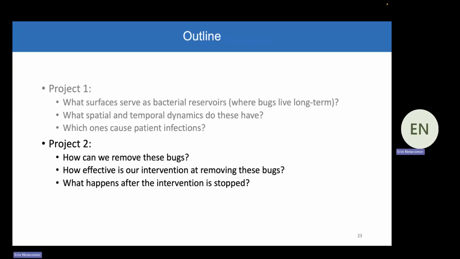Moving right along into project 2, we now can address this question of what can we do about these bugs, these AROs that are living in sink drains, and then evaluating a potential intervention for its effectiveness, and then also what happens after the intervention stops, because that can provide us with some additional insights as well.